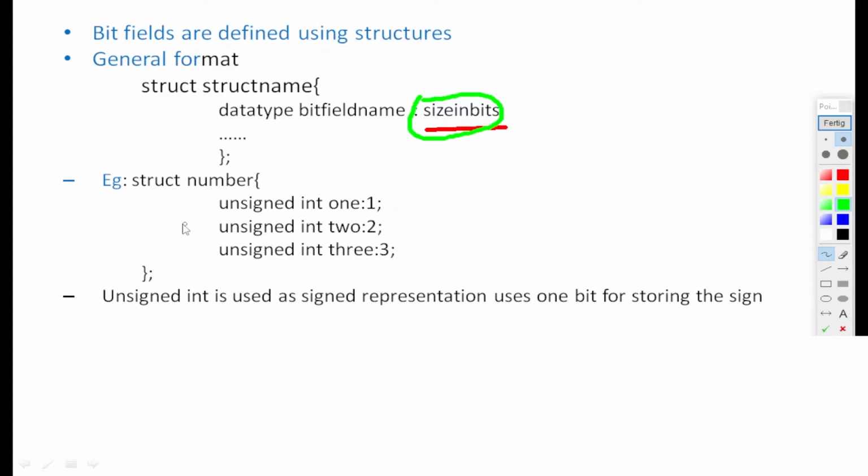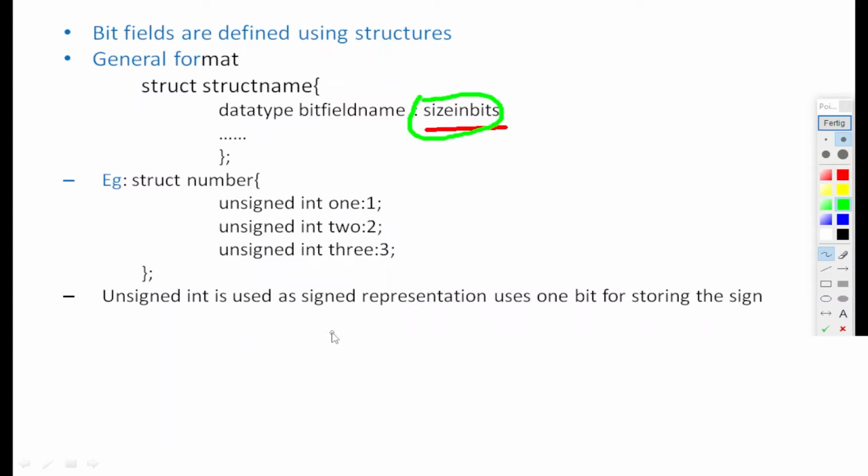Example: here you can see struct number with unsigned int 1, 2, 3. These are normal declarations, but with a colon followed by 1, that means the first field occupies 1 bit, the second occupies 2 bits, and the third occupies 3 bits. So all put together will occupy 1 plus 2 plus 3, that is 6 bits only.